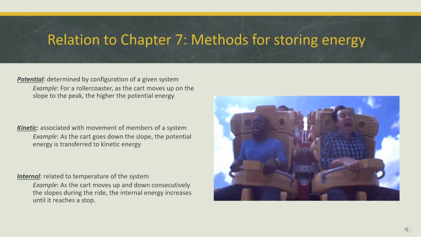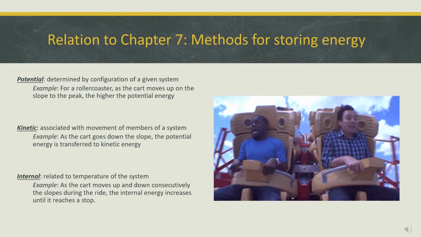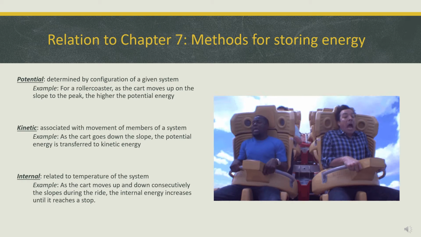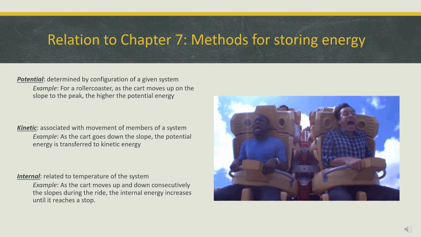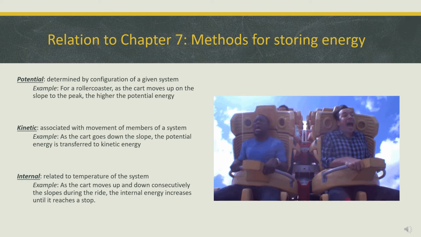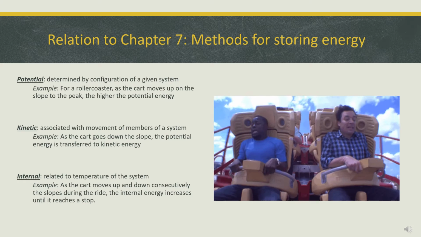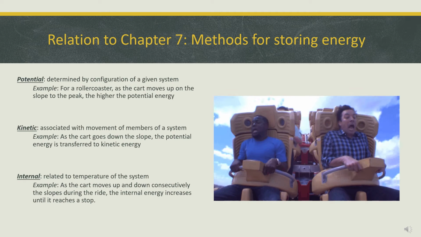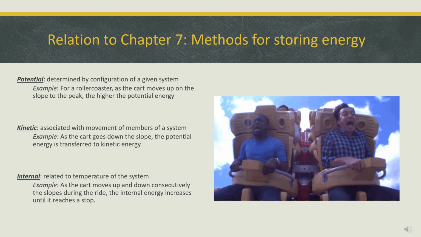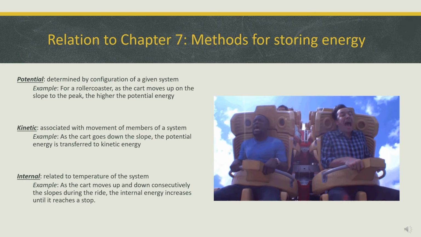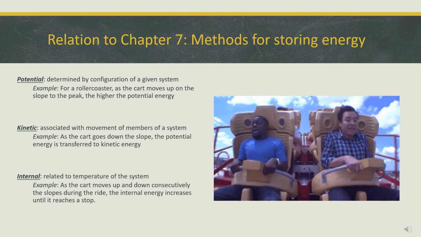In Chapter 7, we could see that there are three methods for storing energy: potential, kinetic, and internal. I like to imagine the meaning behind the three from a perspective of being on a roller coaster. While the cart is going up on a slope or track, as it reaches the peak, the cart gains potential energy. When that cart goes down over the peak, the potential energy is transferred to kinetic energy as the cart is moving, in which we could say that kinetic energy is associated with movement of a system.